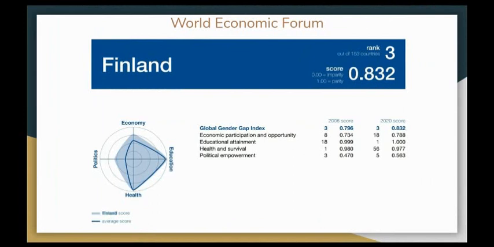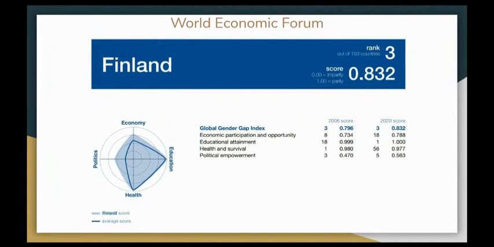According to the World Economic Forum, Finland is ranked third in the world in gender parity with a score of 0.832. With respect to economic participation and opportunity, Finland is ranked 18th with a score of 0.788. In educational attainment, it is ranked first in the world with a score of 1.